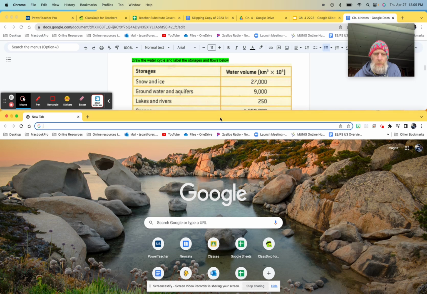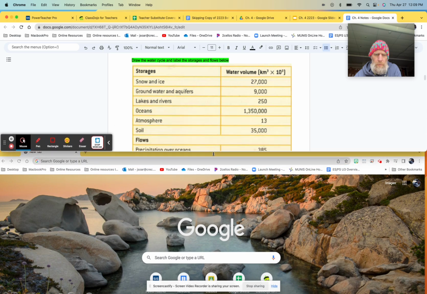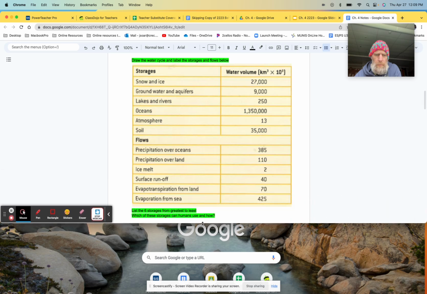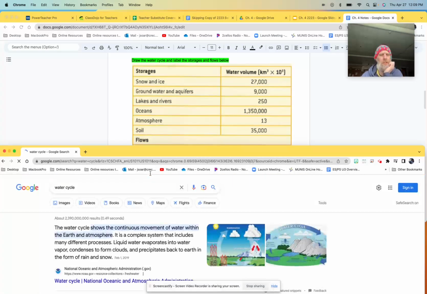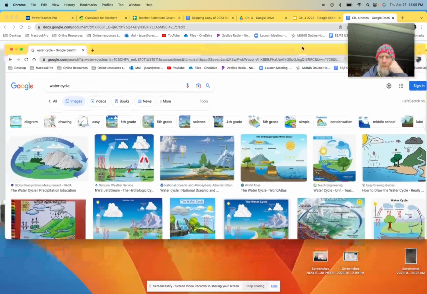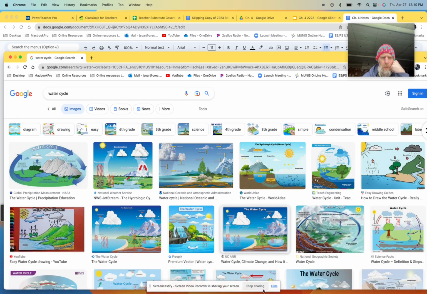I'll try making this a little bigger for you. Yeah, that's about right there. So you're going to draw the water cycle. When I say draw the water cycle, it's looking like this. Water cycle, Google search. We're going to do images. You can pick any of these images up here, and they should do just fine for you. All right, you have to draw it out on your notes.